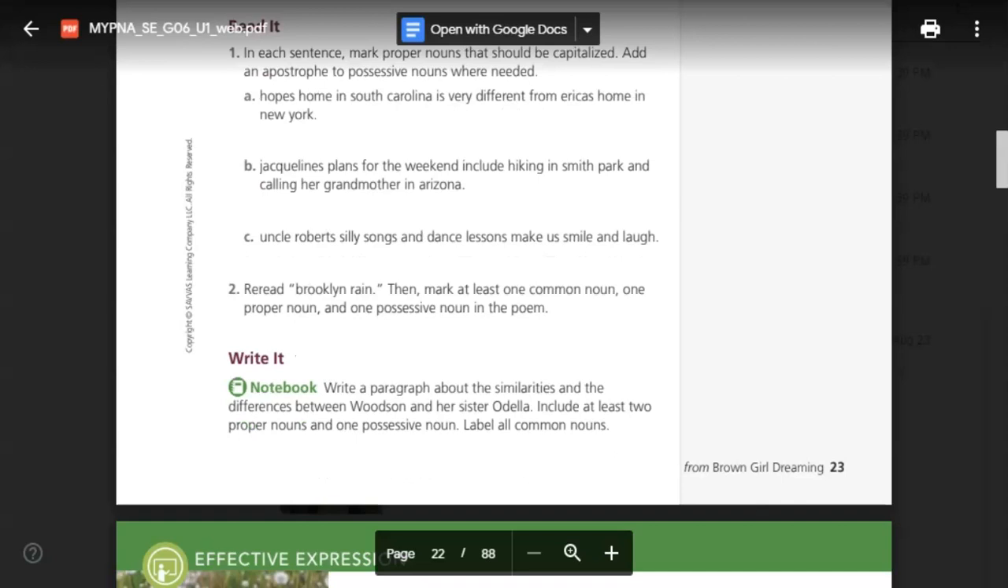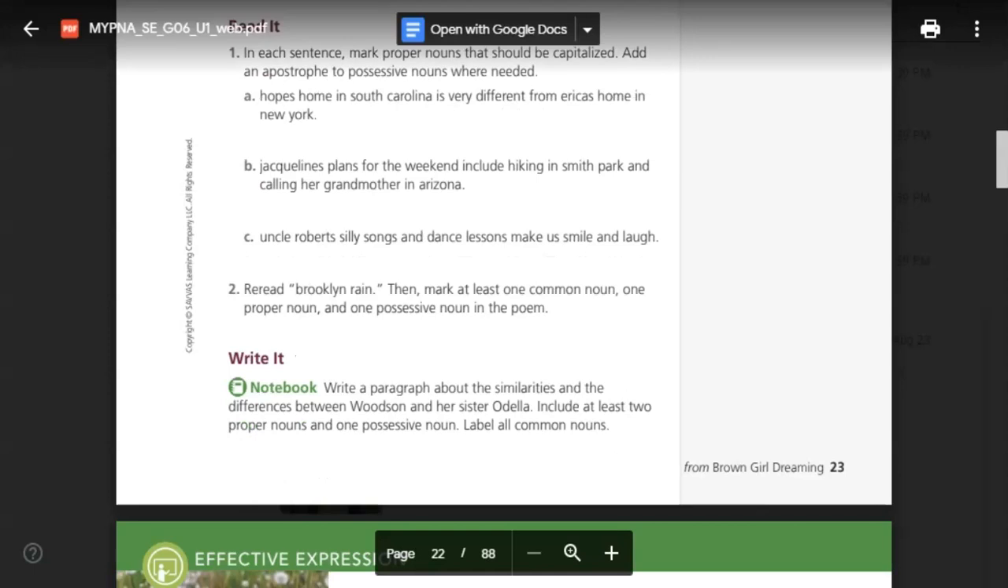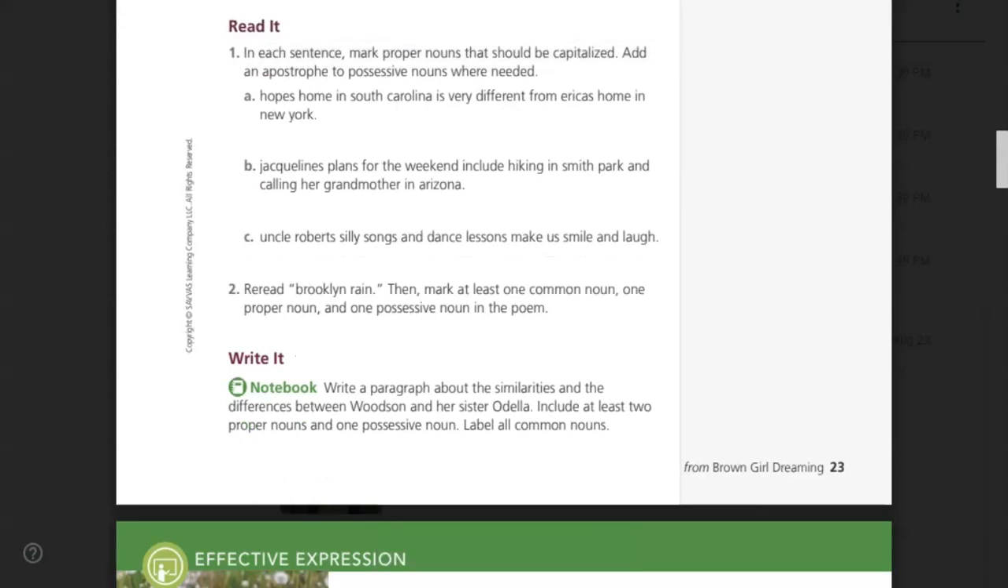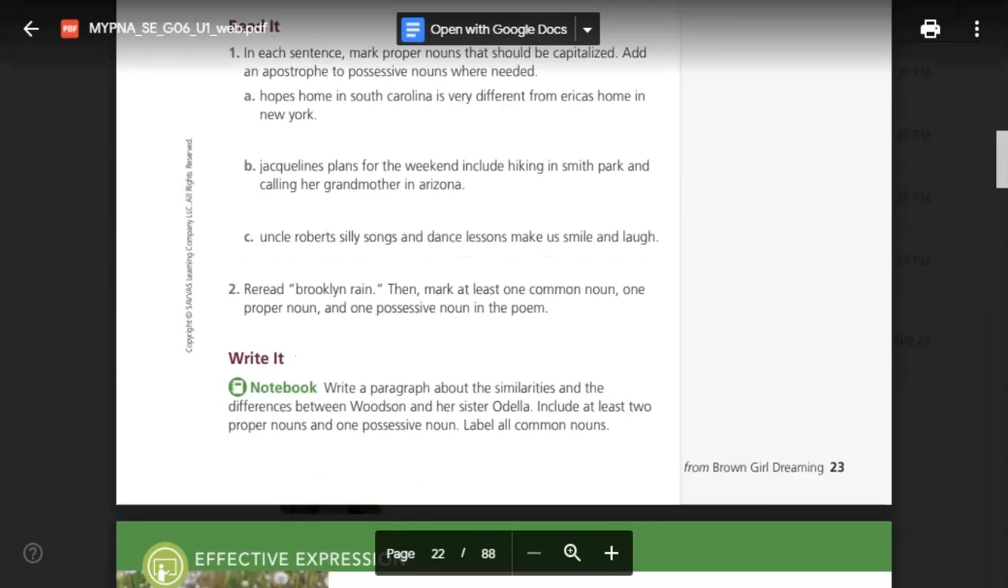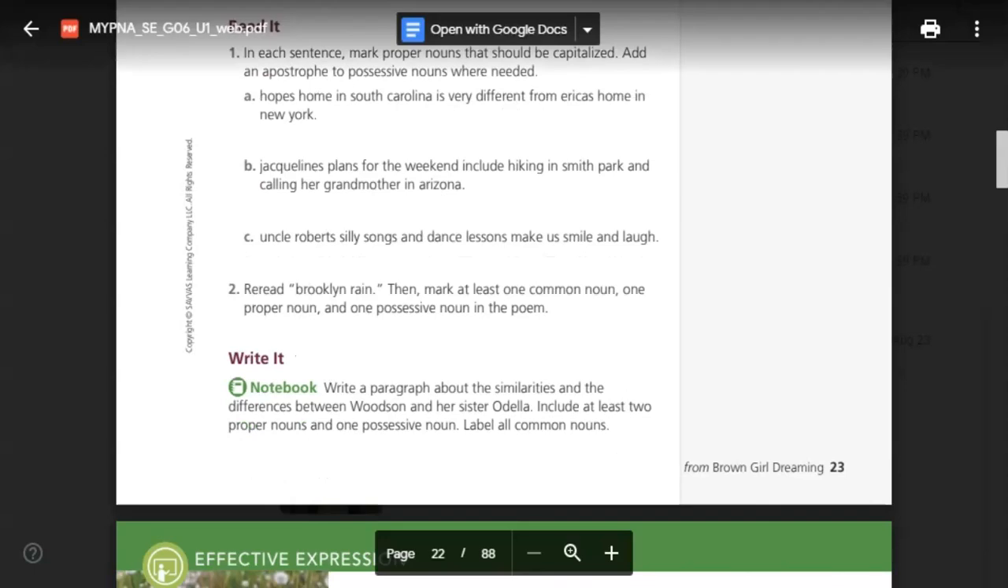Number 2, it says reread Brooklyn Rain. Then mark at least one common noun, one proper noun, and one possessive noun in the poem. So you're going to look for at least one of each type and mark it. You can mark common noun as CN, proper noun as PN, and possessive noun, I would do SN because there's so many S's in possessive, and we've got a P here and a P here. Okay?